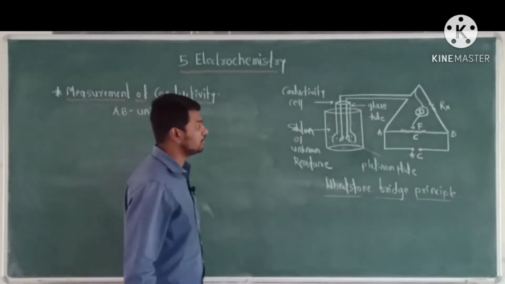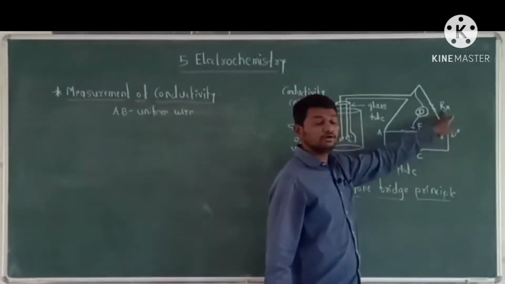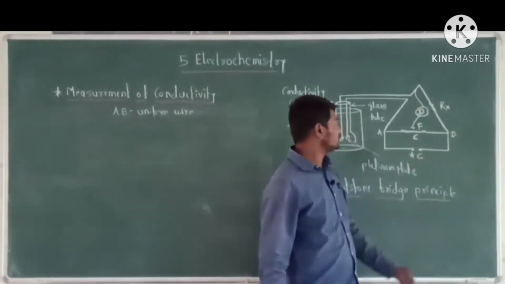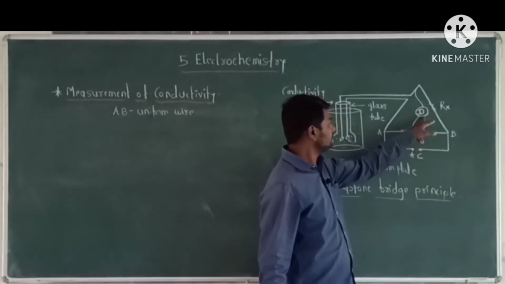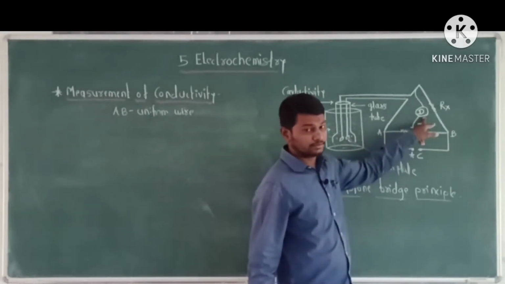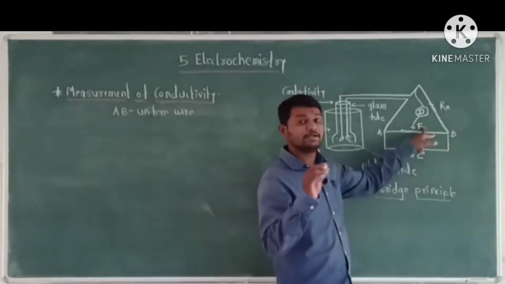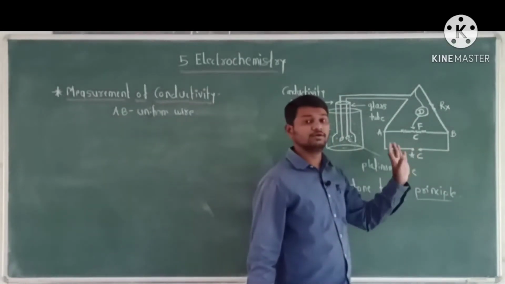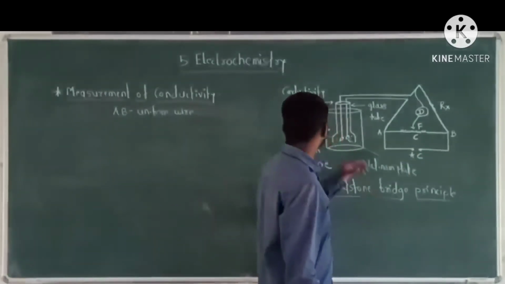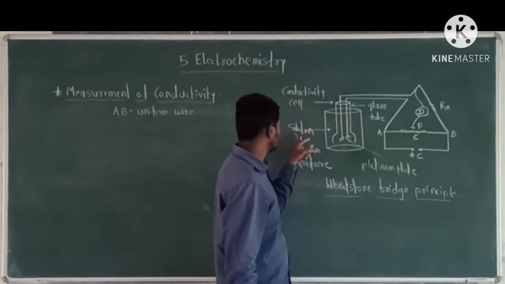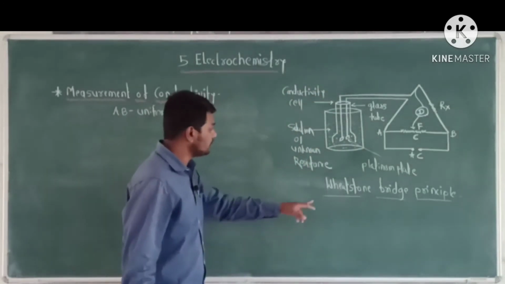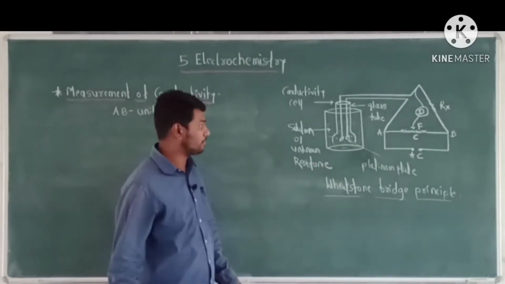Okay. Now, Rx is the known resistance. D is the current detector. F is the sliding contact J. AC is the alternating current source, and the conductivity cell is dipped into the solution of unknown resistance. This is the construction of the Wheatstone bridge principle.